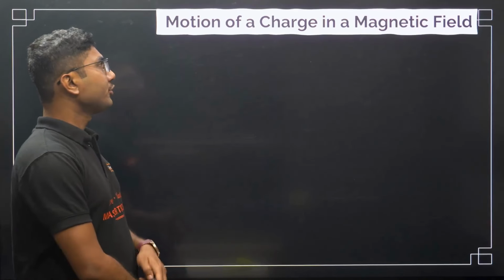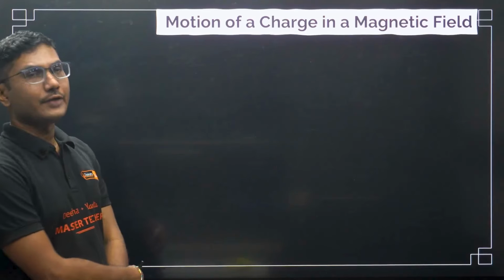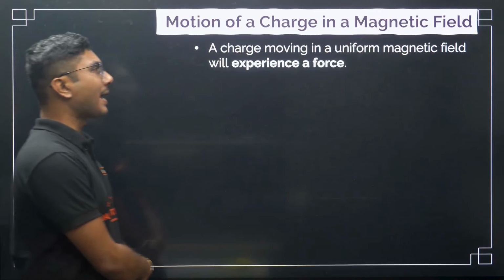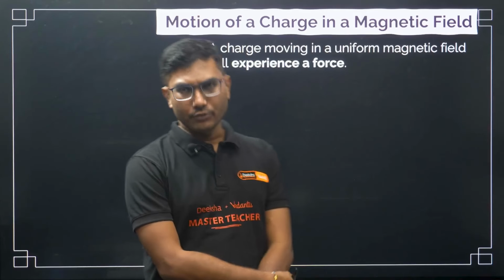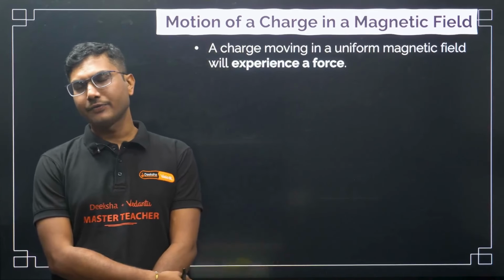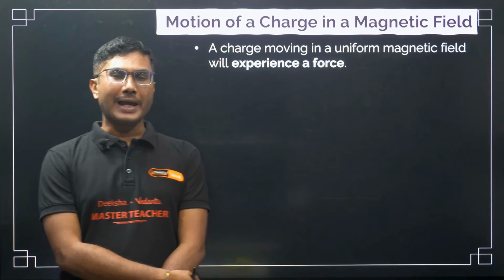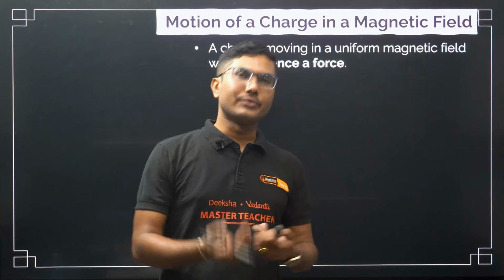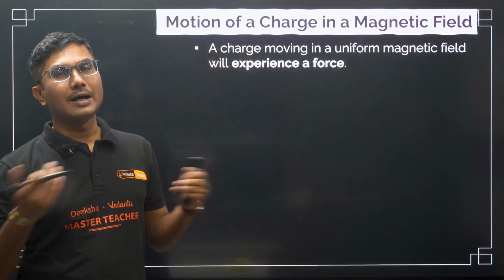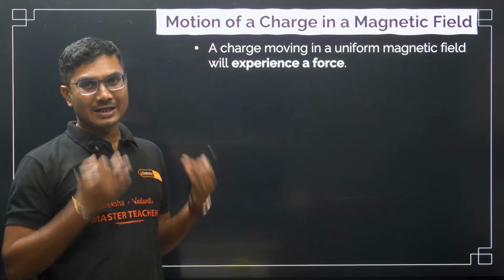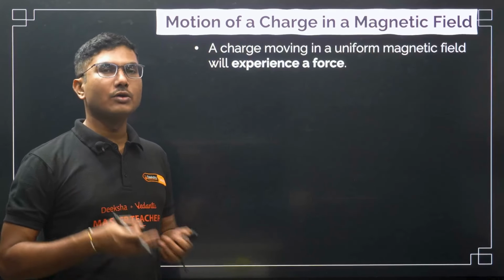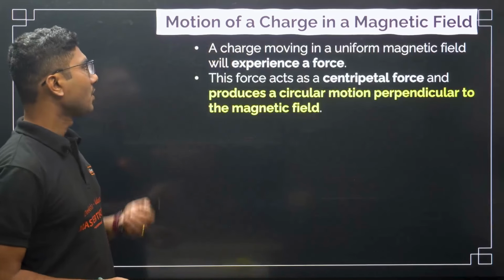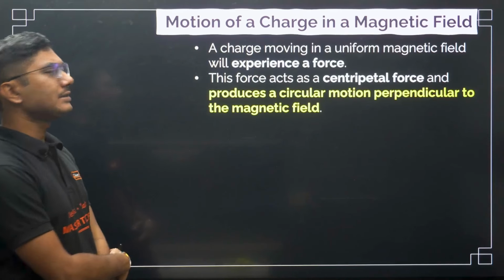Now, motion of a charge in a magnetic field. A charge is moving in a uniform magnetic field, and it will experience a force. We already know that if a charge is moving in a magnetic field, it will experience a force. In case they are parallel or anti-parallel, the force will be 0. Otherwise, in the general case, theta is not 0 or 180 degrees, so it will experience a force. This force acts as a centripetal force.